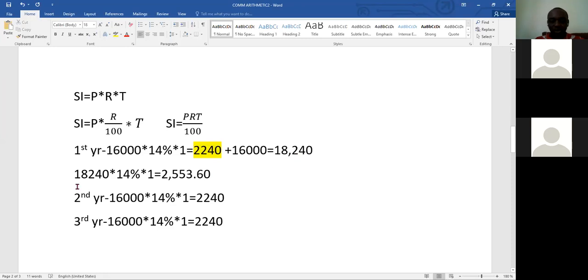So for the second year, this amount of money you're going to deposit here is going to earn you this interest here. So for the other year now, you are going to add now the 18,240. So you come and add it here, plus 18,240. So what are you going to have? You're going to have 20,793.6 or 60 cents.